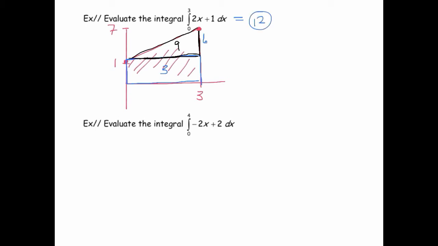Alright, so notice our reliance on geometry there. And really the exercise at this point is just to be able to understand what integral notation is requiring you to do, in terms of what the lower and upper limits of integration are, etc. Let's try another one: negative 2x plus 2 on the interval 0 to 4.